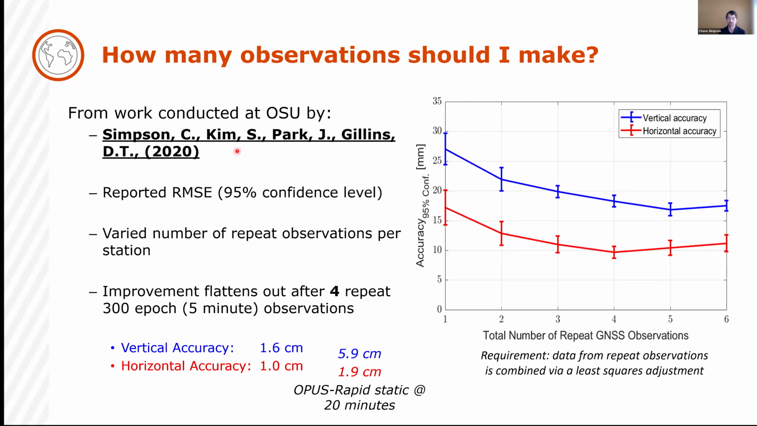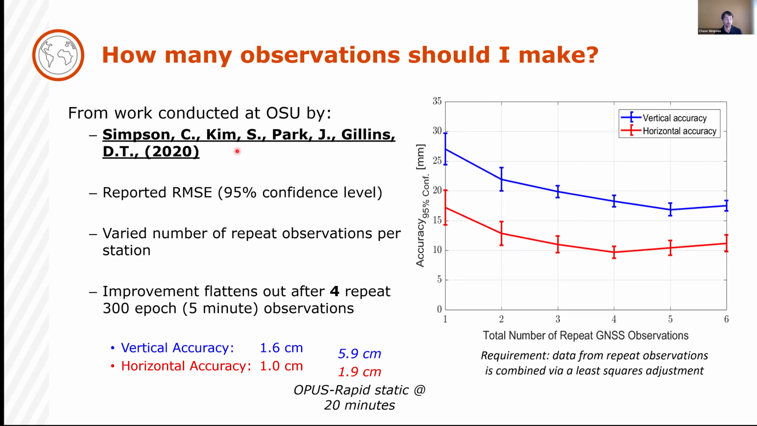So when I say repeat observations, what I don't want people to do is say, oh, I'll observe 5 minutes, stop, store. I'll observe 5 minutes, stop, store. I don't want you to do that back to back. We need to add some time between that, so we give those satellites enough time to shift over and we get a statistically independent solution. That's really what we're looking for.